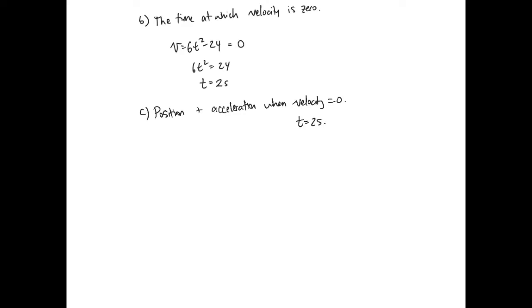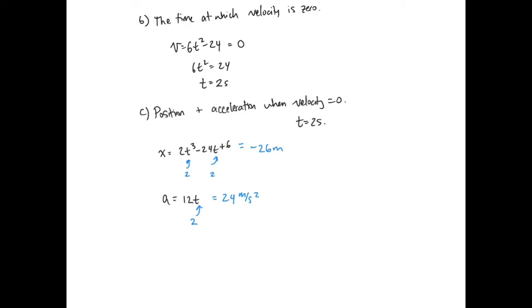And we have equations. We know our x is equal to 2t cubed minus 24t plus 6. So all we have to do is plug 2 here, plug 2 here. We end up with x is equal to negative 26 meters. And we have acceleration is equal to 12t. So we plug 2 in here, which would be equal to 24 meters per second squared.